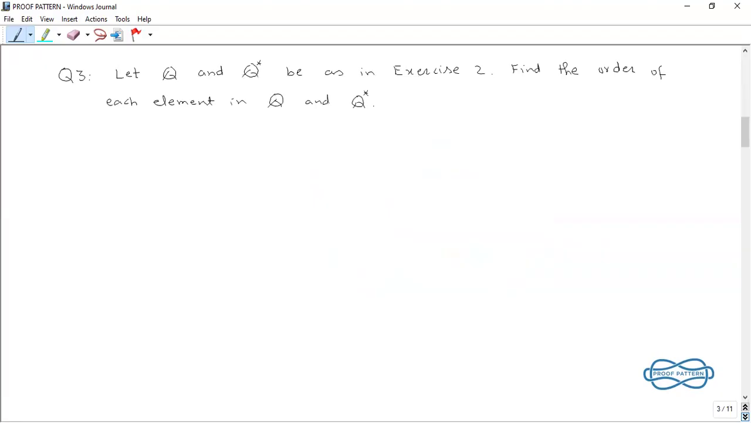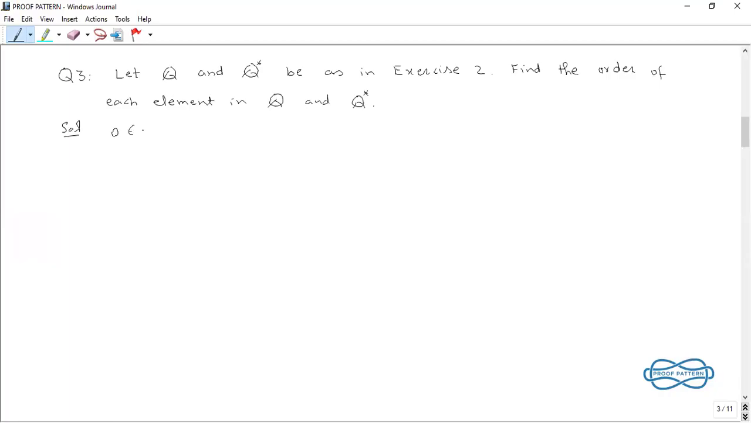Okay, question 3 is: let Q and Q star be as in exercise 2. Q is the set of all rational numbers, which is a group under addition, and Q star is the set of all non-zero rational numbers, which is a group under multiplication. We have to find the order of each element in Q and Q star. So we start with the solution.